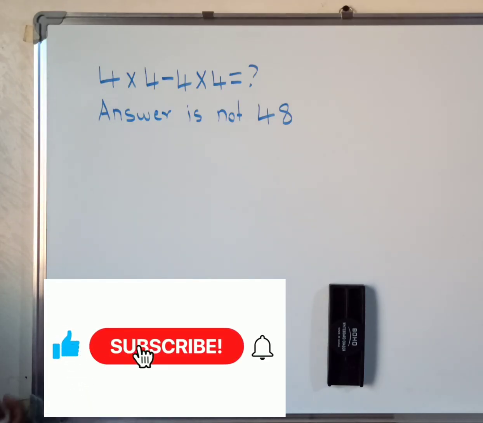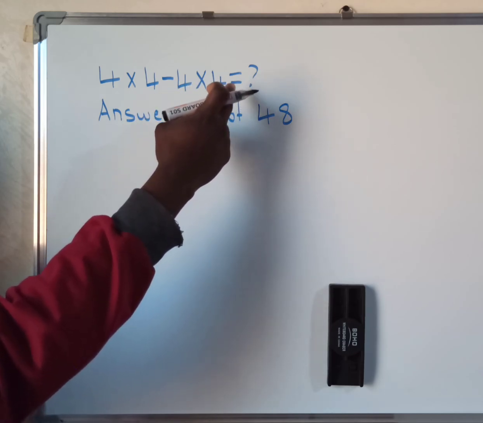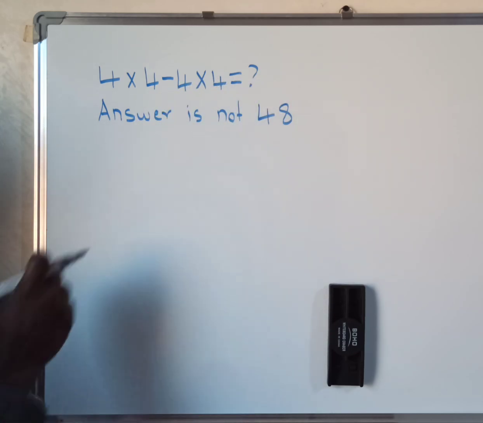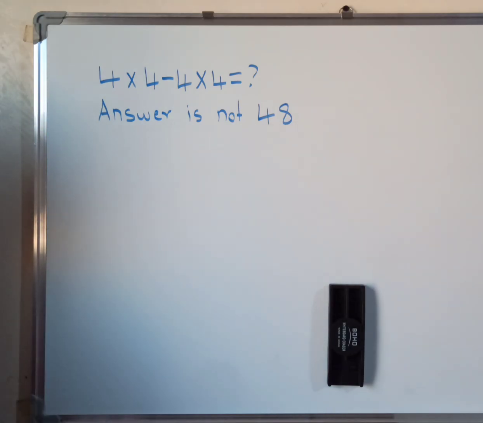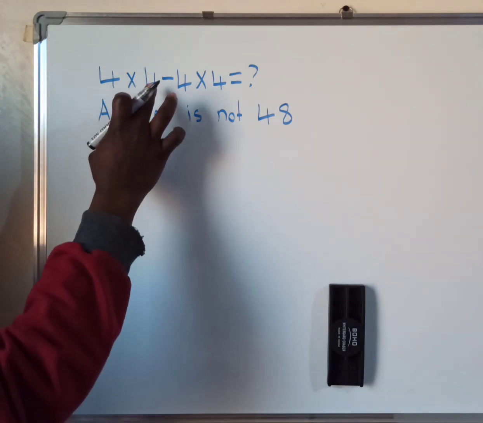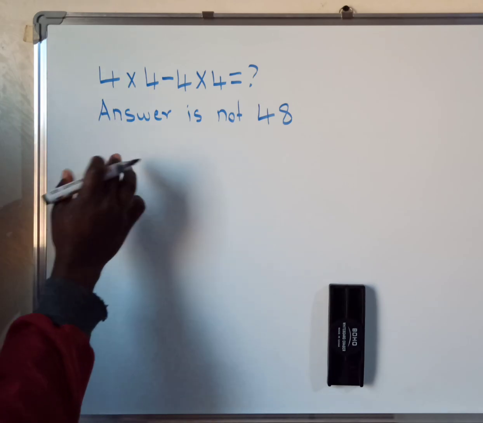So please, what can you do when you see such a question like this? 4 times 4 minus 4 times 4 equals. Therefore, the answer is not 48, because that's what most people get. But this answer is not correct. The answer is not 48. We're not going to say 4 times 4 minus 4, then we multiply it. So that is not the answer exactly. So what we're going to do here is to apply the rule PEMDAS or BODMAS. So let's see the solution.